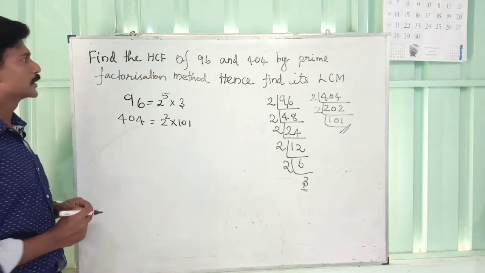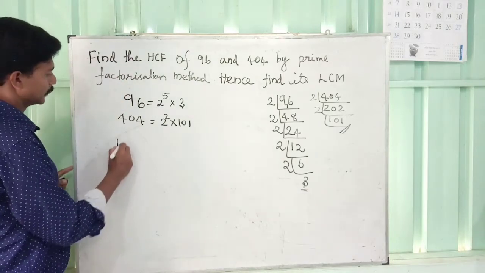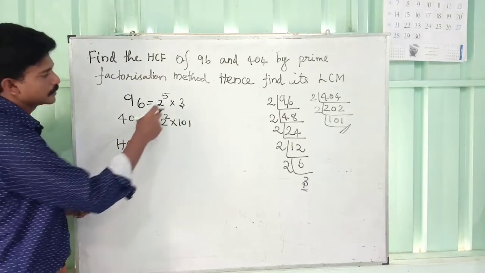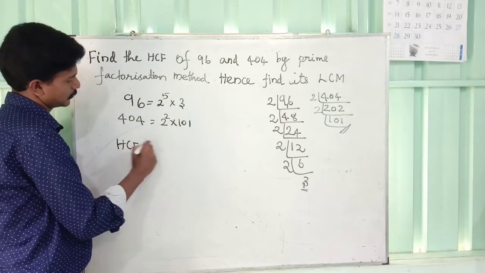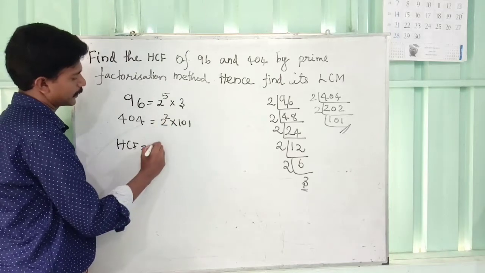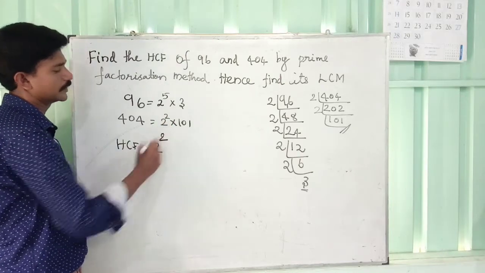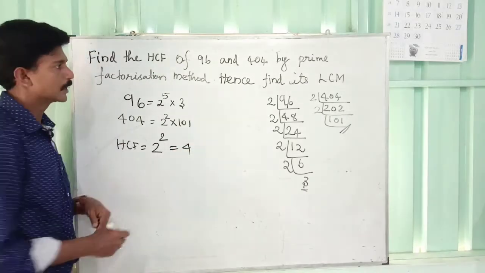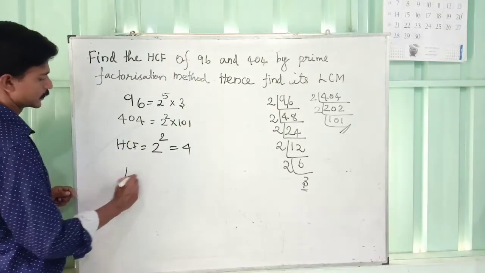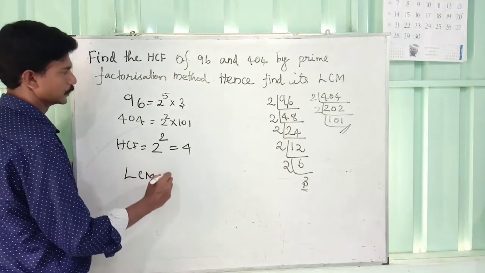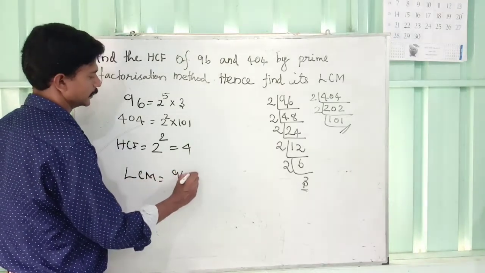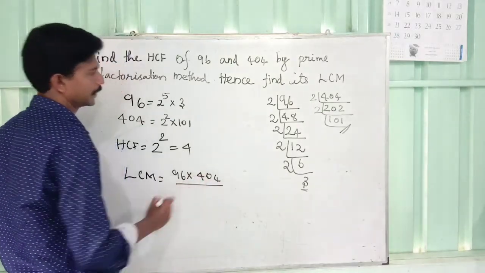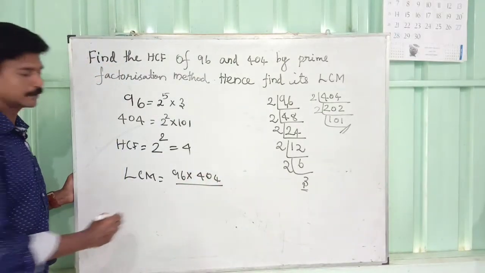Okay. Now let us find the HCF. We just saw how to find it. We have to take the common prime factor, that is 2. Its least power is 2. So that is equal to 4. So the HCF is 4. Now let us find its LCM. So LCM is equal to 96 into 404 divided by 4.